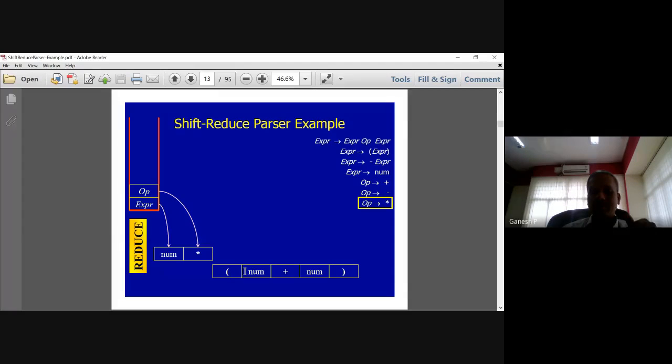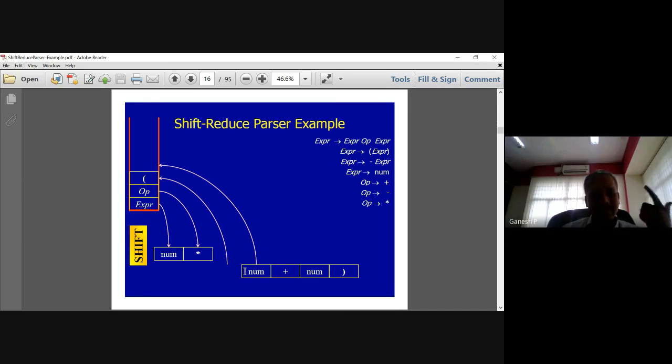After that, what is left now? Left parenthesis, that also will be shifted now. So left parenthesis is shifted. There is no direct mapping. There is a mapping for left parenthesis followed by expression followed by right parenthesis, but left parenthesis alone cannot be mapped, so it cannot be reduced. Now we'll go to the next input. What is the next input? Num. So num will be shifted.